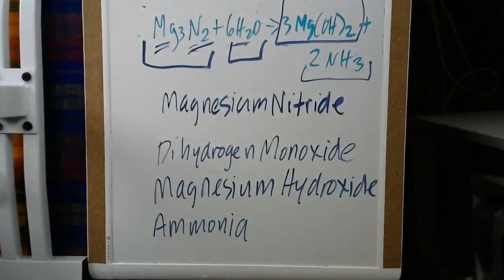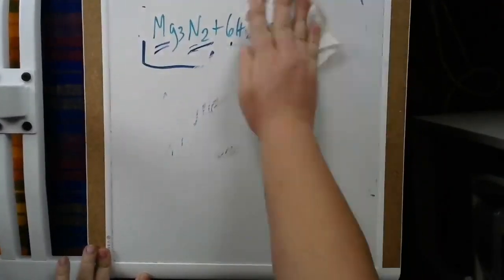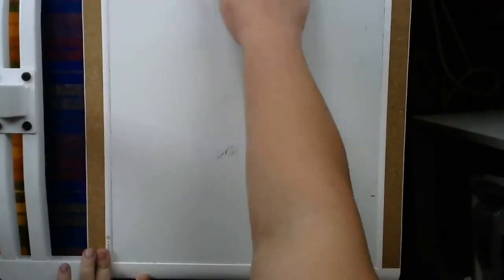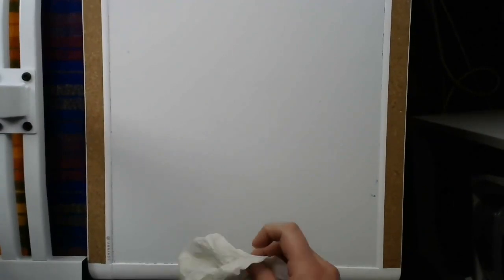All right, next question, number 9. Math question now. How many moles of magnesium hydroxide are produced from 0.319 moles of magnesium nitride? And we're going to use that balanced equation to figure out the answer to this question. All right, that's why we spent some time balancing it.